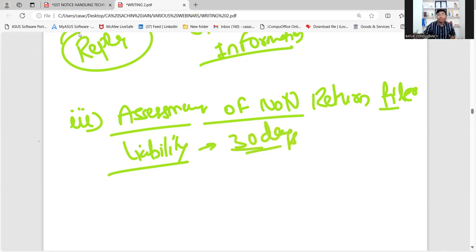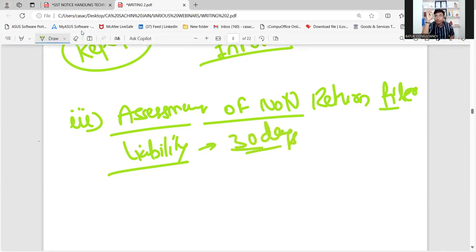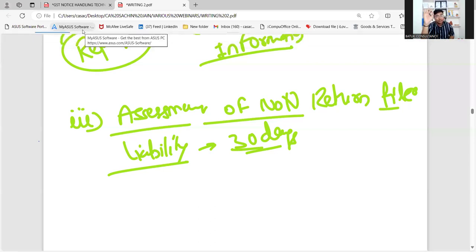They will provide me a timeline of 30 days. I have to provide the reply within the 30 days. If I do not make a proper reply, in that case the determination will be final and I have to pay that amount with interest and penalty. And if I provide the proper reply, in that case there may be chances that the case will be in my favor. So this is also one particular type of intimation or notice for which we need to prepare the reply. Till now we have talked about three types of notices. First type, scrutiny of return, second type, assessment of unregistered person, third type, assessment of non-return filers.